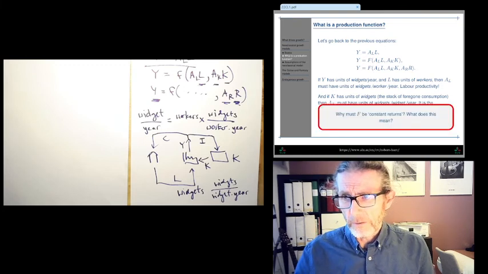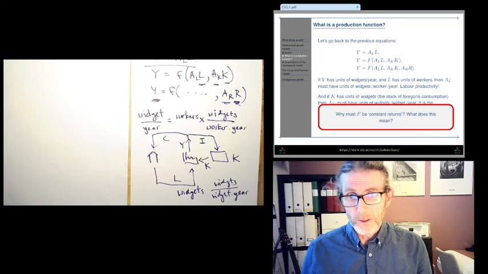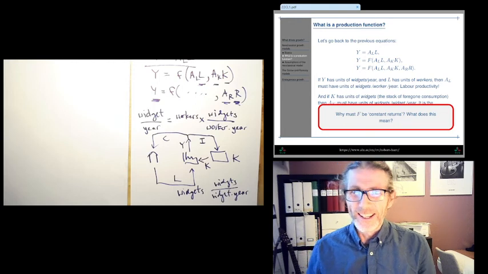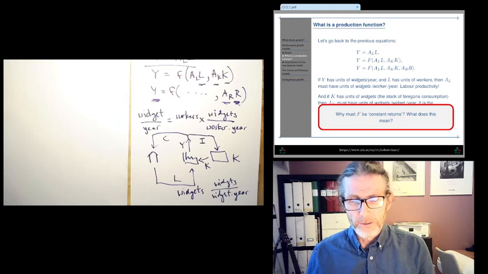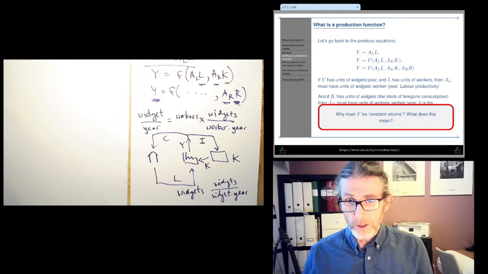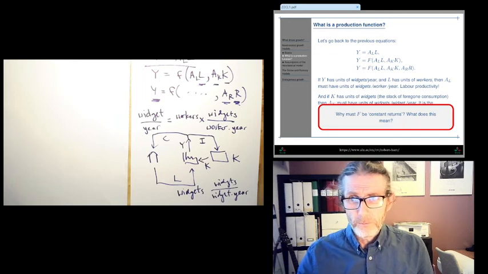Why must F be constant returns, and what does this mean? Well, that red line means I'm not going to tell you. I want you to check that out and we'll talk about it when we meet to discuss the growth lectures or growth videos. So I want you to check out what this constant returns thing is all about and have a think about it.